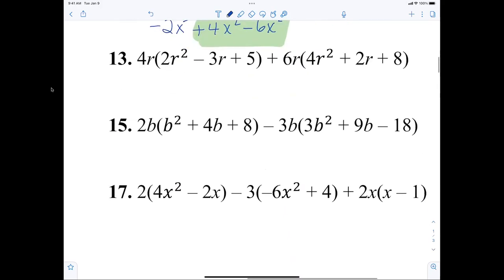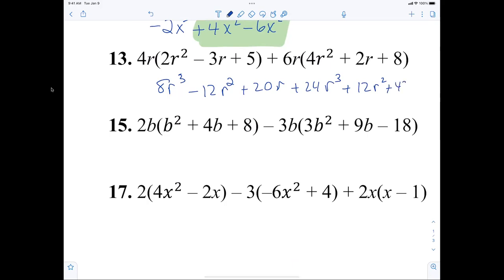So 8r cubed, and then would it be minus 12r squared? Yes. Plus 20r. Keep going. Plus 24r cubed. Plus 12r squared. And then plus 48r.